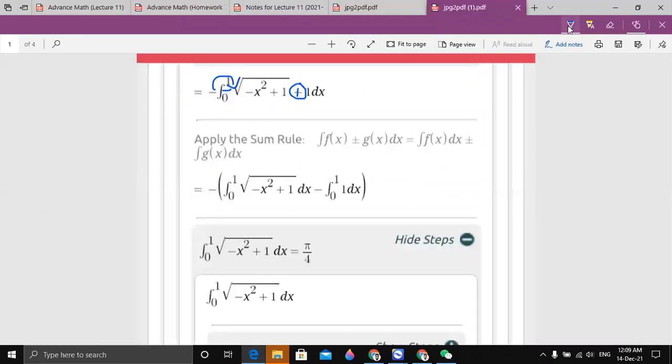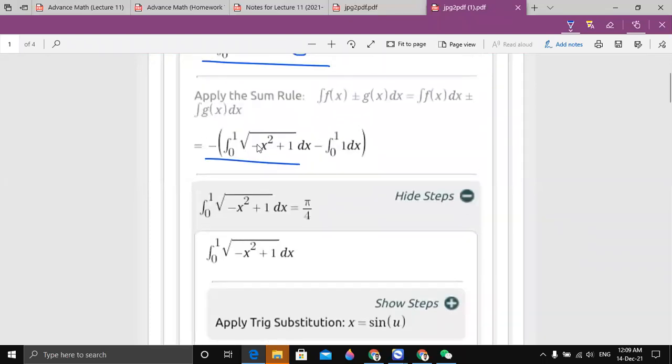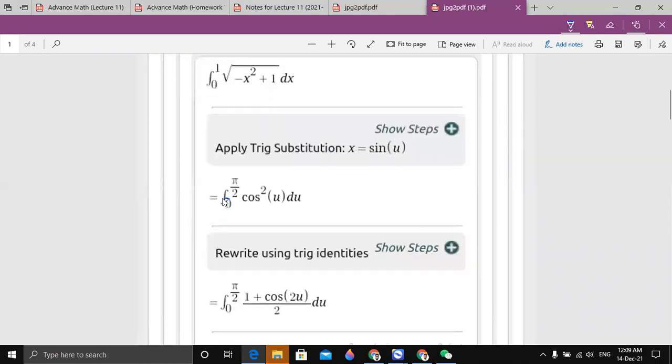So now again you have to use property number 1. If you calculate using property 1, this part is pi by 4. Why? Because you see here they are different.